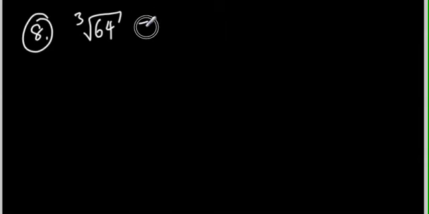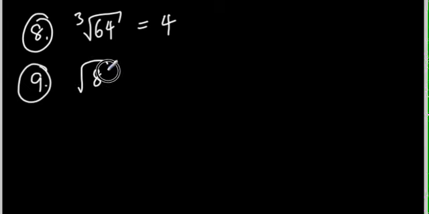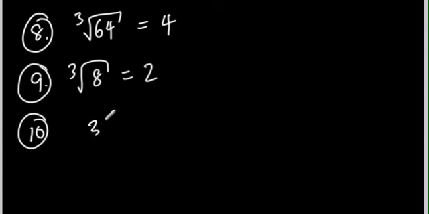Okay, for number 8, I don't think I have space, so I'm just going to move to a new page. So for number 8, it's the cube root of 64, which we've already said is 4. So remember, 4 cubed is 64, so the cube root of 64 must be 4. Number 9 is the cube root of 8, which is 2. Remember, 2 cubed is 8, so the cube root of 8 is equal to 2. And finally, for number 10, it's the square root of 361, which we know is 19.